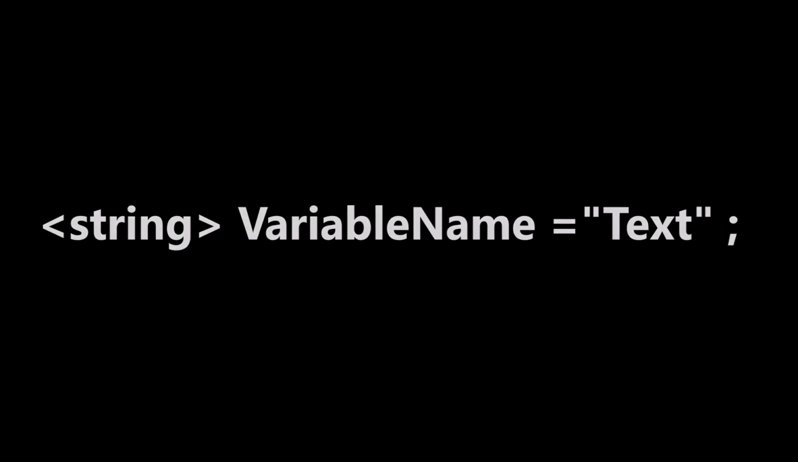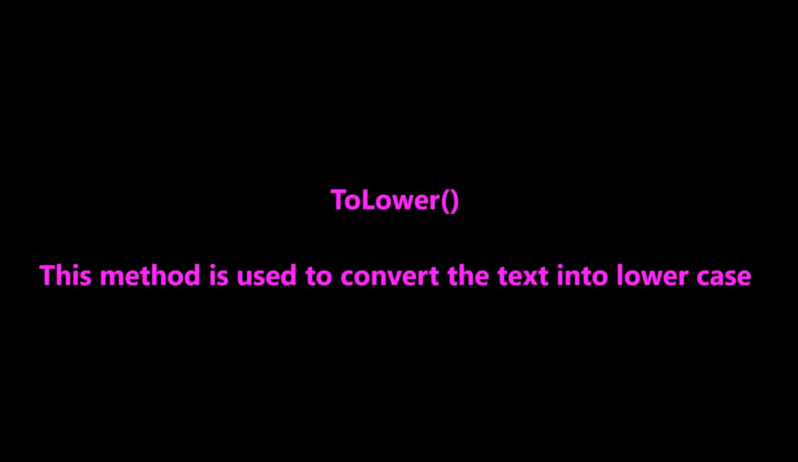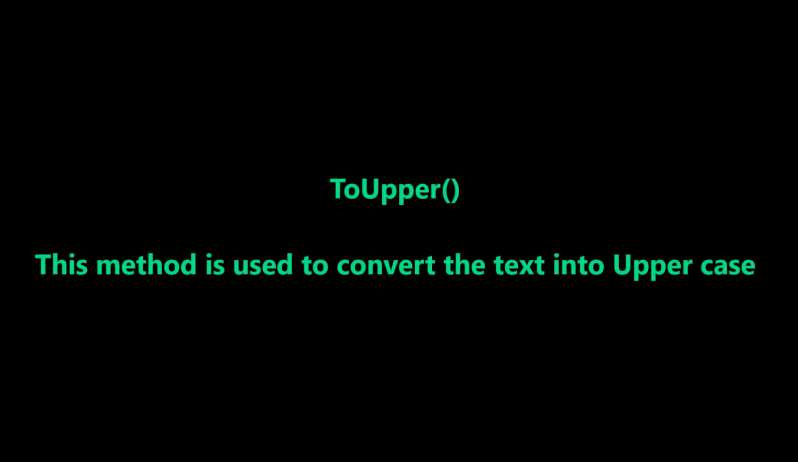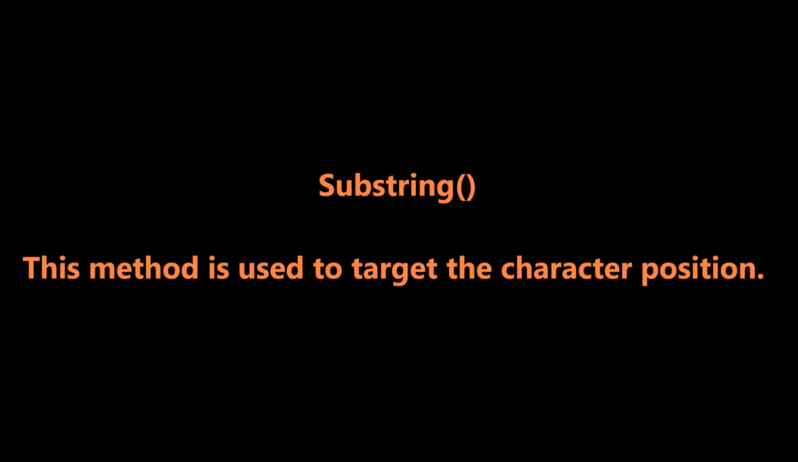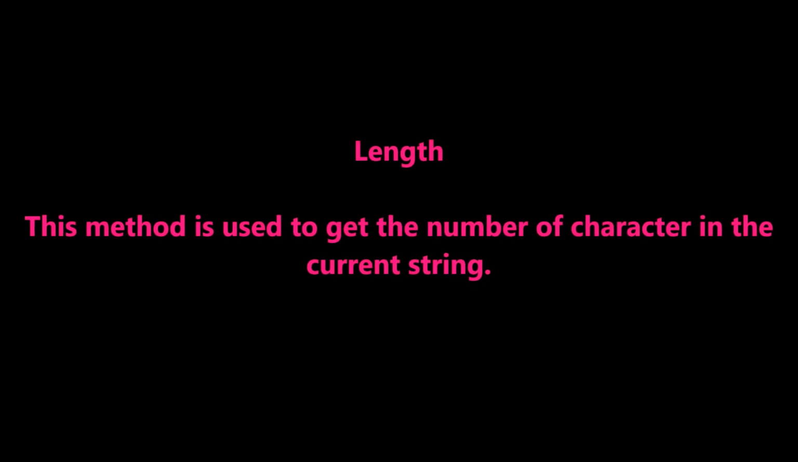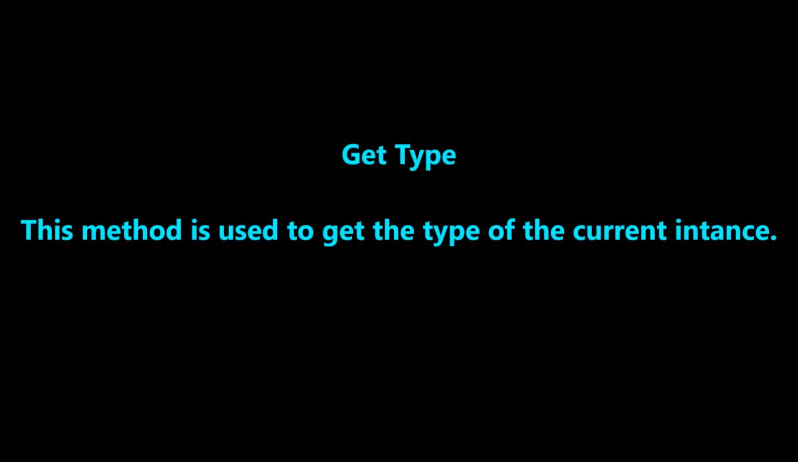So let's look at some of the commonly used methods for string data type. ToLower. This method is used to convert the text into lowercase. ToUpper. This method is used to convert the text into uppercase. Substring. This method is used to target the character position. Length. This method is used to get the number of characters in the current string. GetType. This method is used to get the type of the current instance.